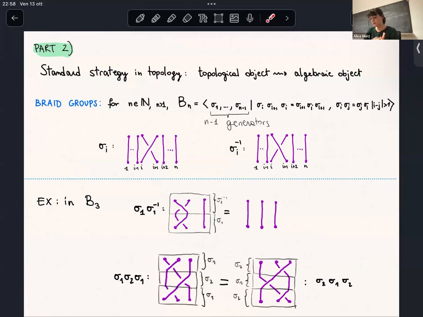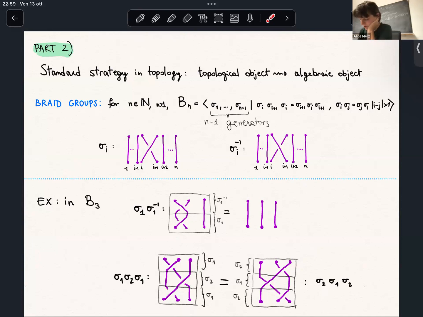I told you before that I want to introduce a group. And why do we do that? Because a standard strategy inside topology is to associate a topological object that can be very nice, but quite difficult to treat, to an algebraic object. And so we are trying to do the same here.